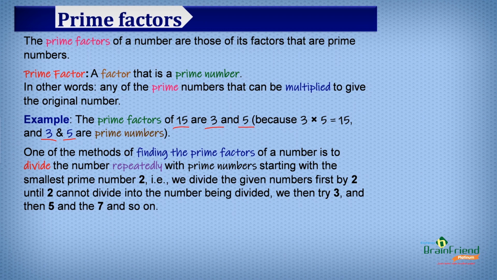One of the methods of finding prime factors is by dividing the number repeatedly with prime numbers. It is very important to find prime factors of a number. You must keep dividing by prime numbers, and the smallest prime number we have is the number 2. It is advisable we start dividing any given number first by 2. So we move on to the next prime number, which is 3, and when 3 can no longer divide, we move on to 5 and 7 and so on. And this is how we find the prime factors of numbers.